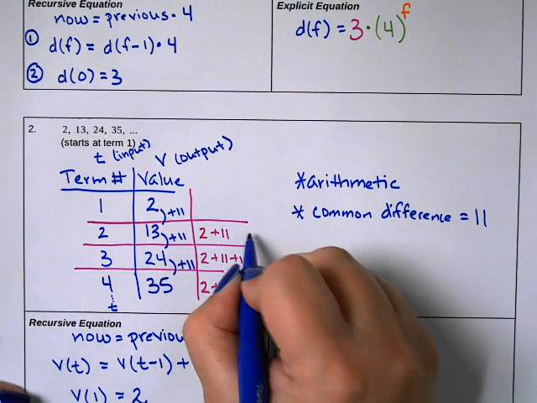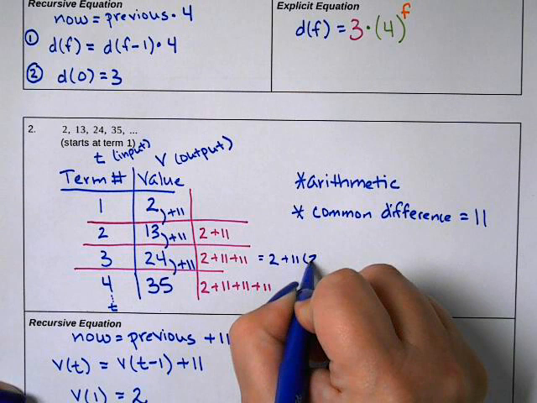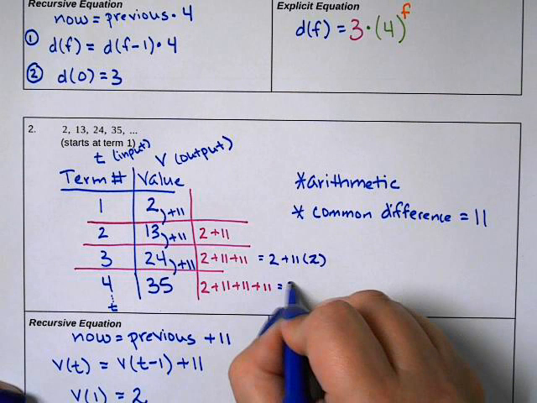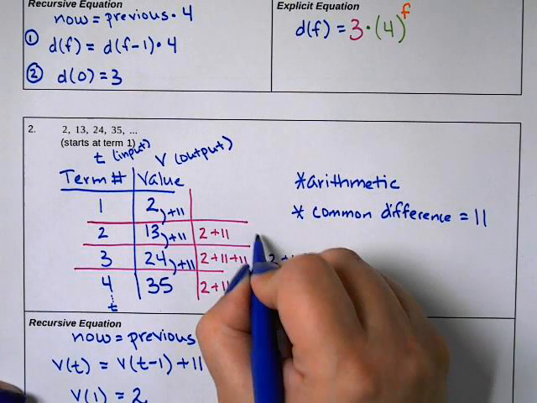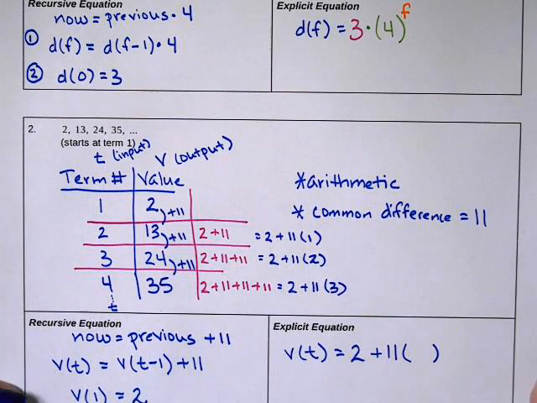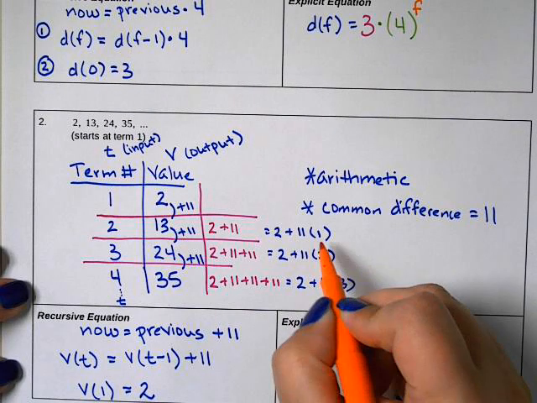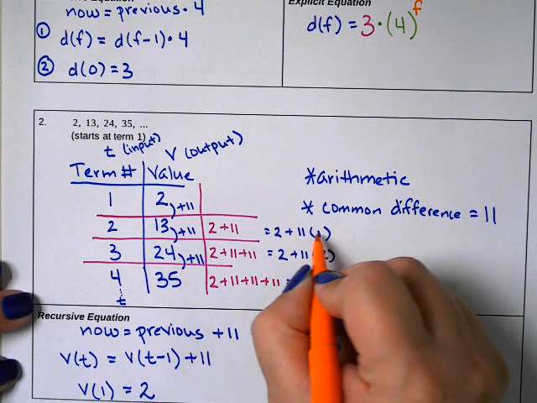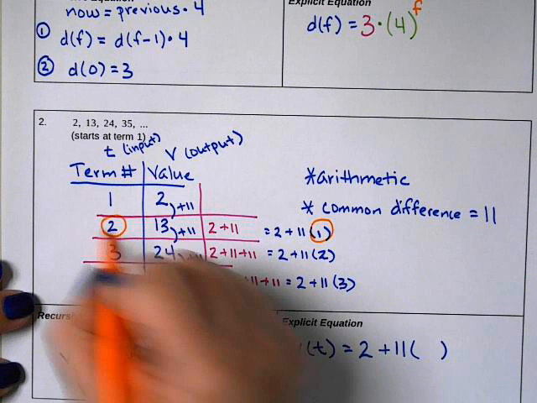And so I can rewrite this as 2 plus 11 times 2. I can rewrite this as 2 plus 11 times 3. And this one is just 2 plus 11 times 1. So what we need to figure out is what's special about that number of times we're adding the 11 or multiplying by 11. So we know here, when we're multiplying 11 by 1, that was for term 2.